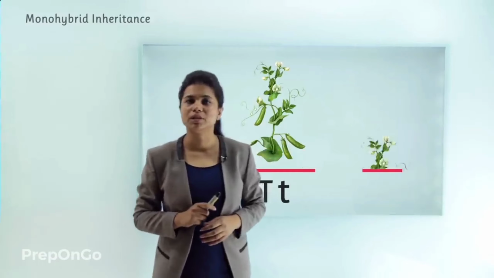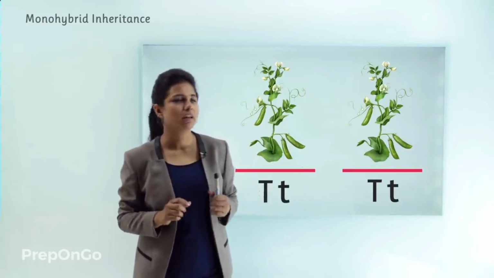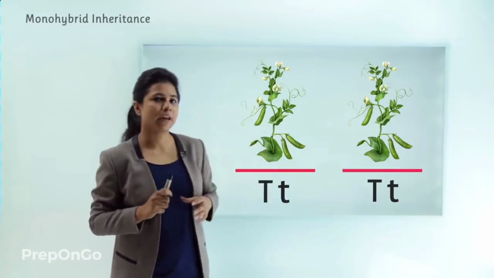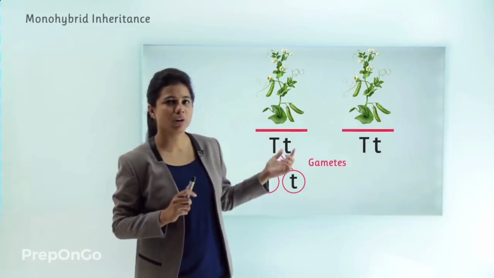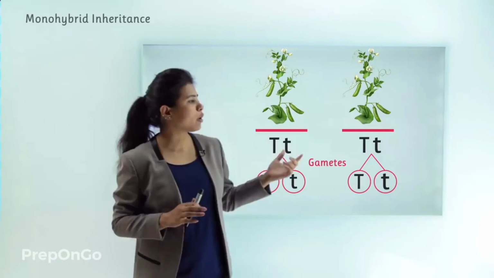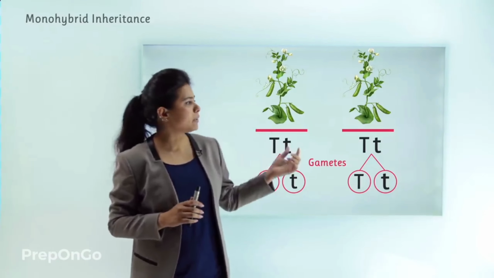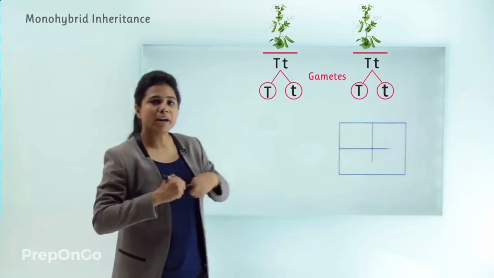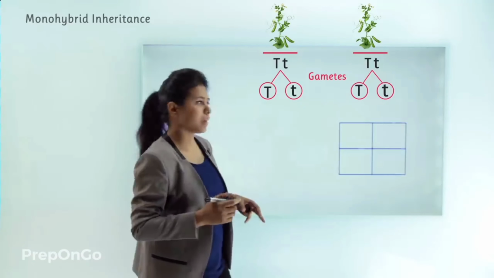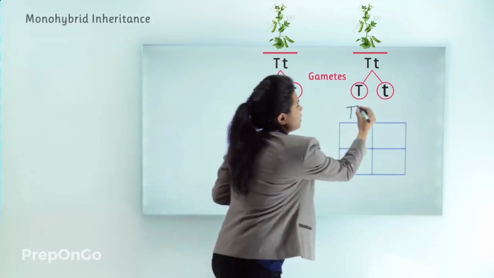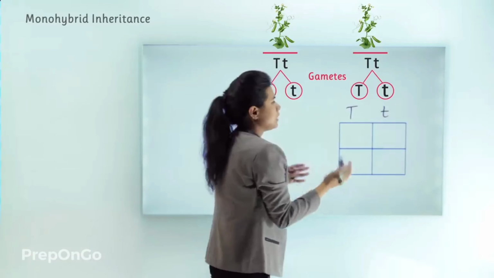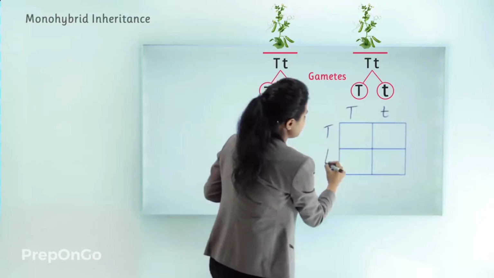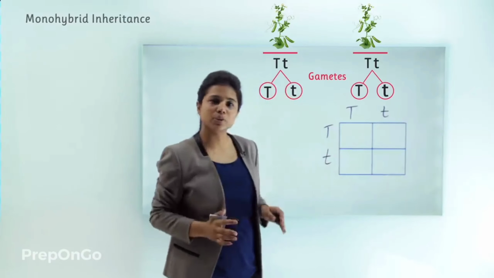Now, for the second filial generation, the parental genotype will be capital T and small t. So, the gametes formed from the first parent will have capital T and small t, and similarly, the gametes formed from the second parent will have capital T and small t. Now, let's draw the Punnett square. We will again write the gametes, and since they are the same, we are going to write capital T and small t on the top, and on the left hand side also we are going to write capital T and small t. Now let's fuse them.